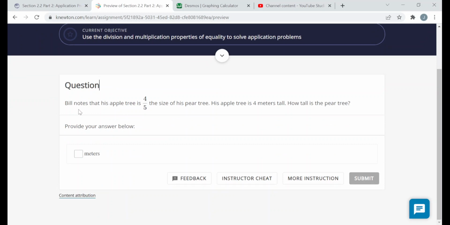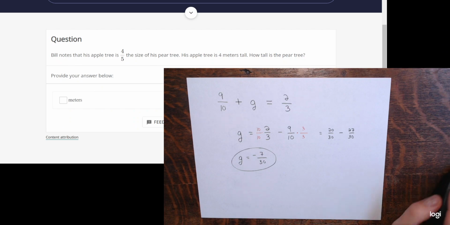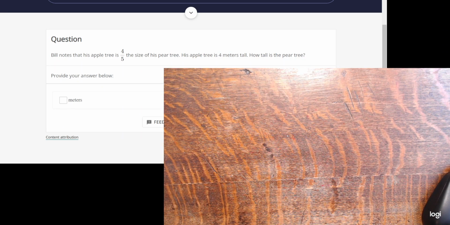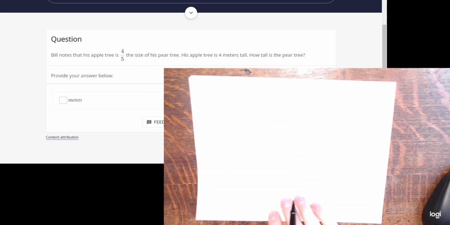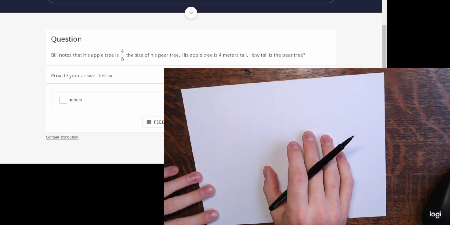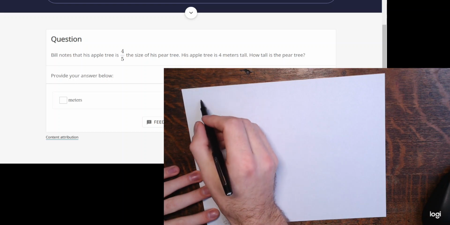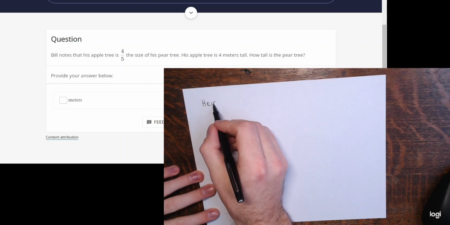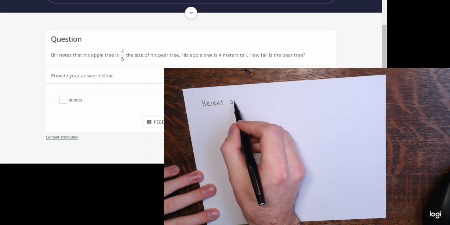So here, Bill notes that his apple tree is 4/5 the size of his pear tree. His apple tree is 4 meters tall. How tall is the pear tree? So once again, hopefully you can see the question upper left and my paper in the lower right. So again, what's unknown here is, how tall is the pear tree? The height of the pear tree is unknown.